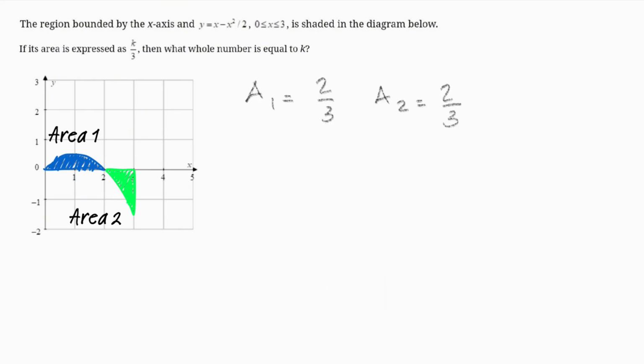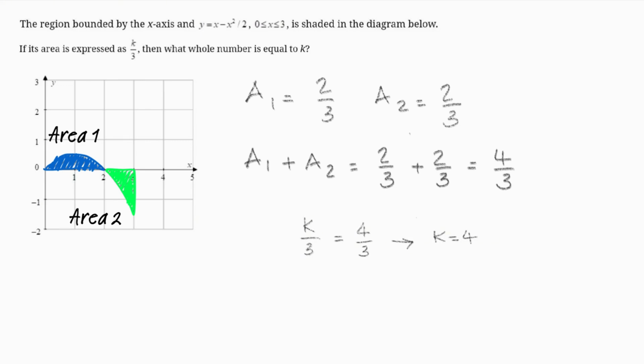Our final step is to find the total area, so let's add area 1 and area 2. 2 over 3 plus 2 over 3 equals 4 over 3. The problem asks for the area in the form k over 3. Since we found 4 over 3, our value for k is 4.